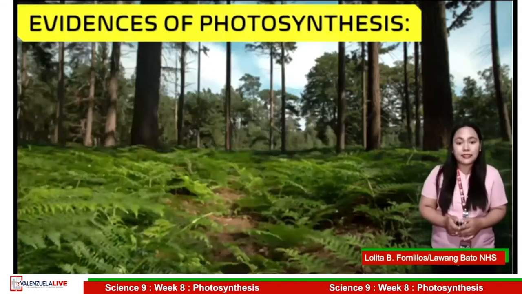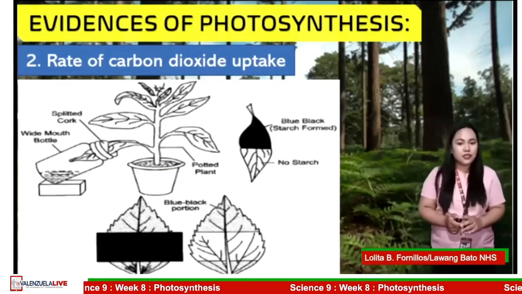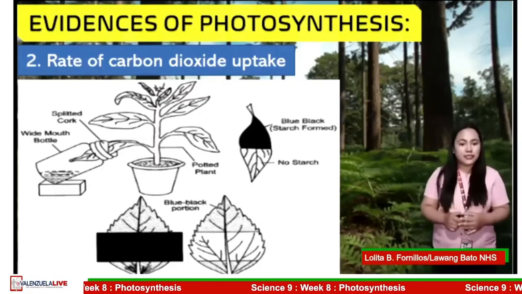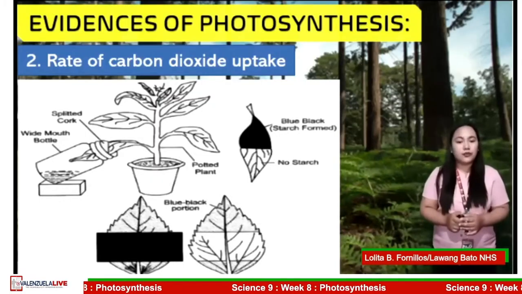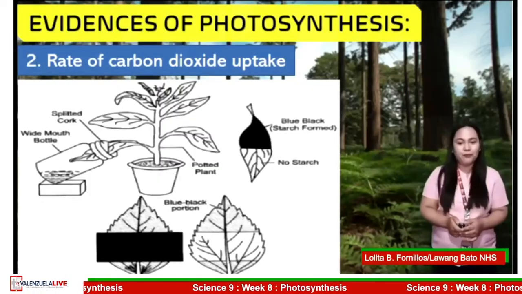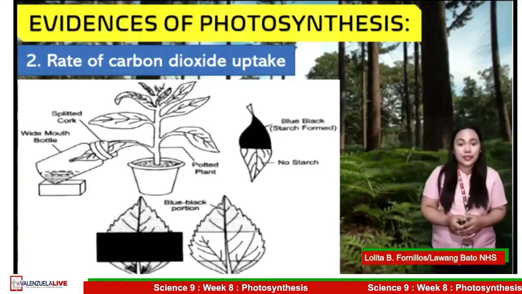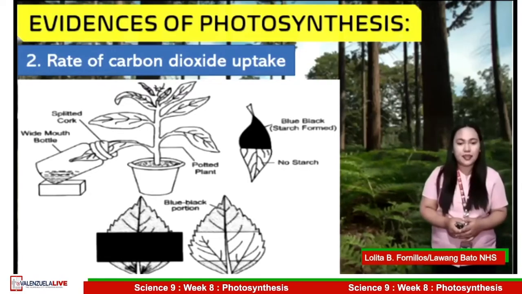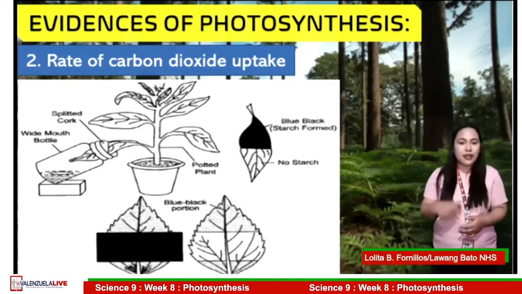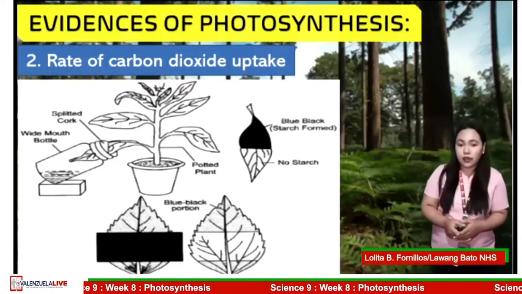Next is the rate of carbon dioxide uptake. In an experiment, a leaf attached to the potted plant is enclosed in a flask containing caustic soda solution, so that the carbon dioxide inside the flask will be absorbed. The potted plant is exposed to sunlight for several hours. The two leaves, one inside the flask and the other outside the flask, are plucked and tested for starch.